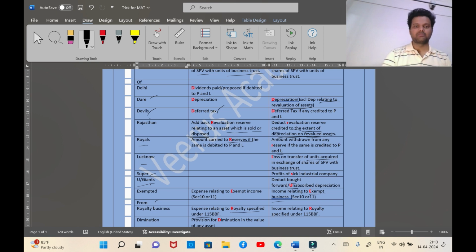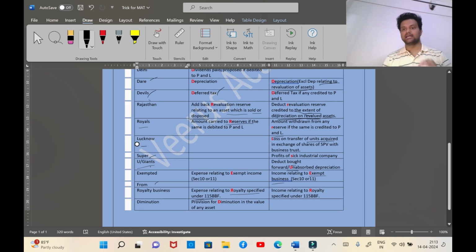Okay. Now I'm going to the third team. Third team is Lucknow Super Giants. What is meant by Lucknow? L means loss on transfer of units acquired in exchange of shares of SPV with business trust. If there is any actual loss on exchange of shares of SPV with business trust, that actual loss you need to deduct. Okay, that is one adjustment.